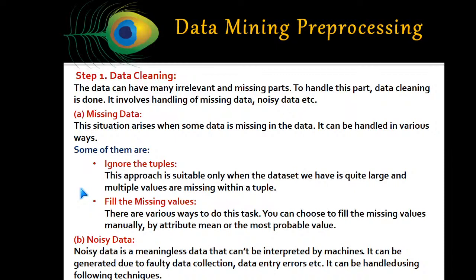Then the second one is filling in the missing values. Again, you are not ignoring the tuple, but instead you are filling in the missing values. There are various ways to do this task. You can choose to fill the missing values manually, or by attribute mean, or the most probable value. Can you tell me what you mean by attribute mean, or the most probable value, or manually?